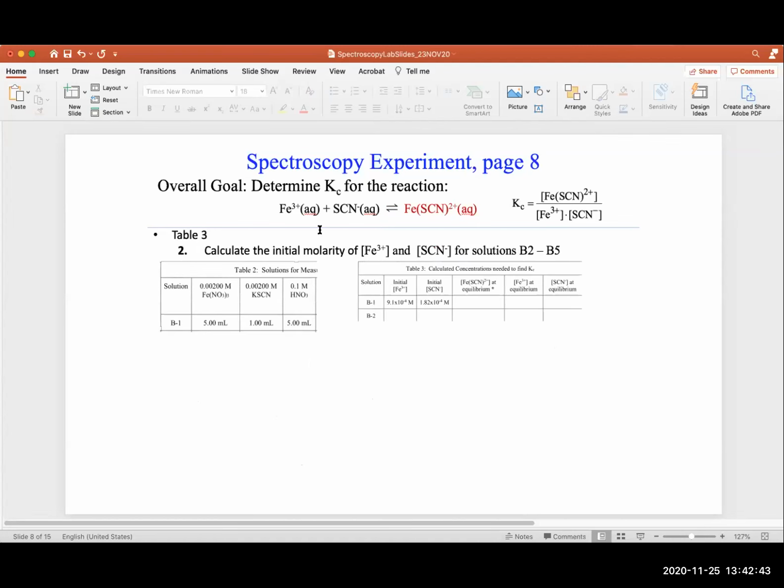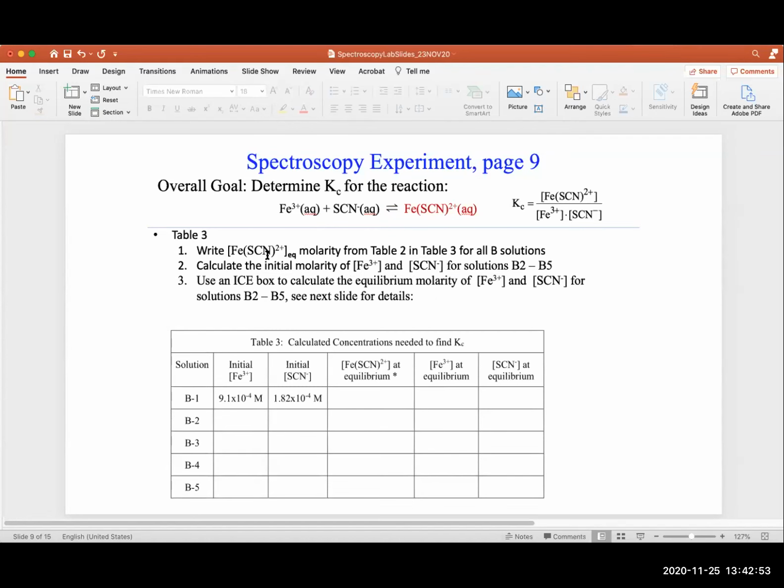And then on page 8, I walk you through calculating the initial molarity of our reactants. Okay, so I did that on the next page. And then page 9, you write this equilibrium down. You have your initial molarity, so we're doing step 3. Use an ICE box to solve for the equilibrium molarity of your reactants.